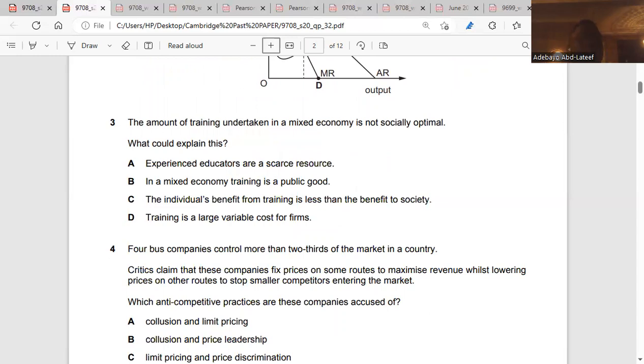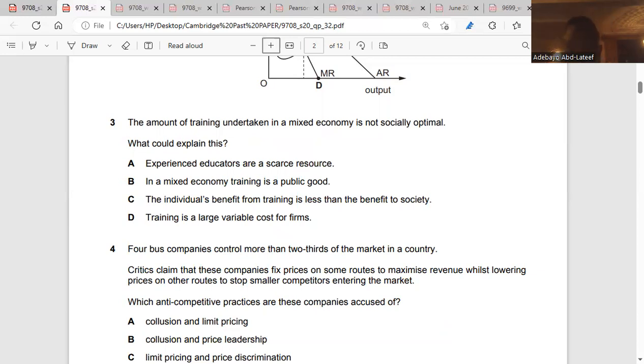He said the amount of training undertaken in a mixed economy is not socially optimal. What could explain this? If it is not socially optimal, it involves the society. That is why it's not socially optimal. So what could explain this?